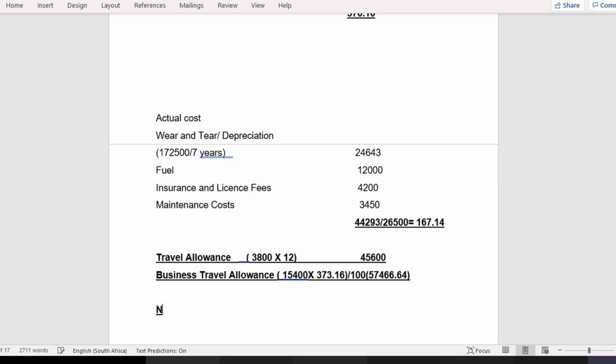Then looking at it, you'd see that the travel allowance is actually less than the business travel allowance. So it means that there's no taxable income for travel allowance. You're done. You submit your question as it is.